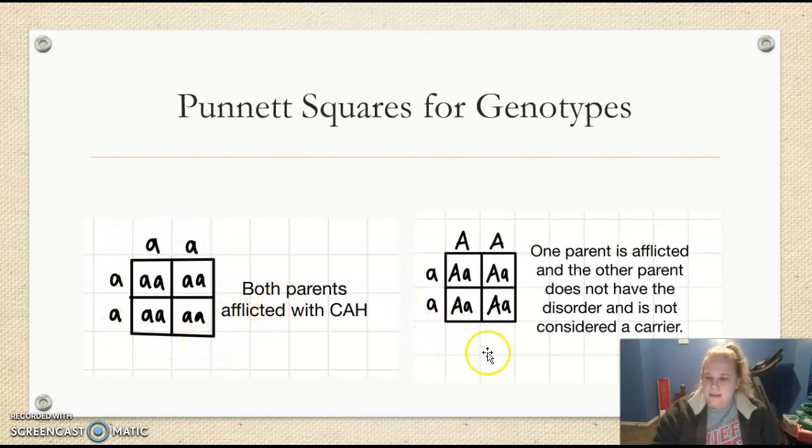On the right, one parent is afflicted and the other does not have the disorder, is not considered a carrier. So that means that the parent that has the disorder has 2 of the lowercase, and the parent that is not afflicted and is not a carrier, that's both uppercase. So all this comes out to be all the children will be carriers for the disease.